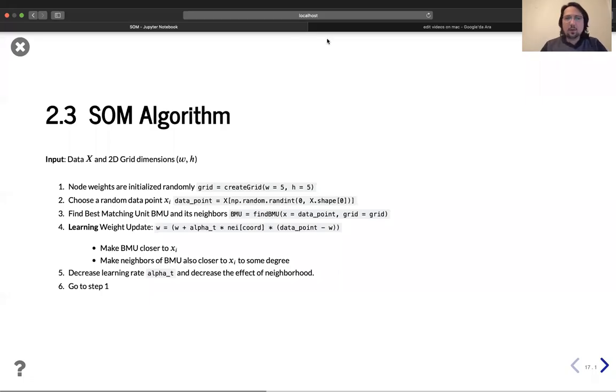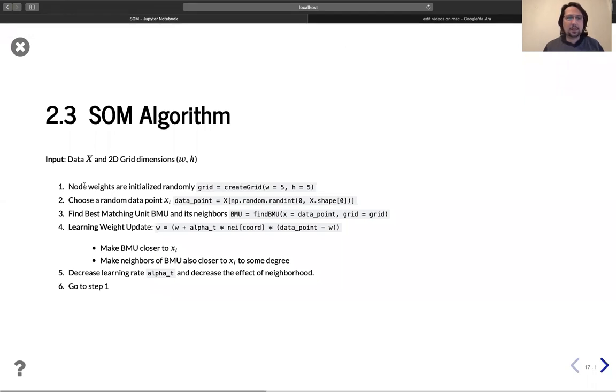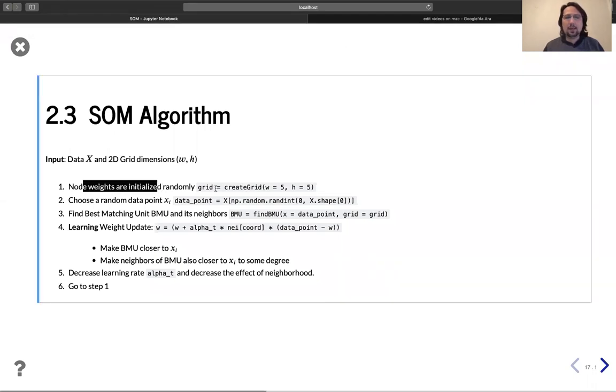Okay, at last we can talk about the self-organizing map algorithm. This algorithm takes data and the dimension of the grid as input. By the grid dimension, I mean the height and the width of the grid. For example, in this line, we create the grid with width equal to 5 and height equal to 5. So it makes 25, 5 times 5, neurons. So 25 neurons are initialized.